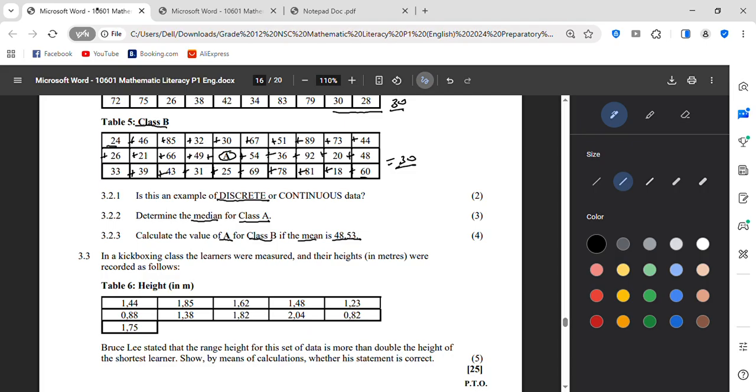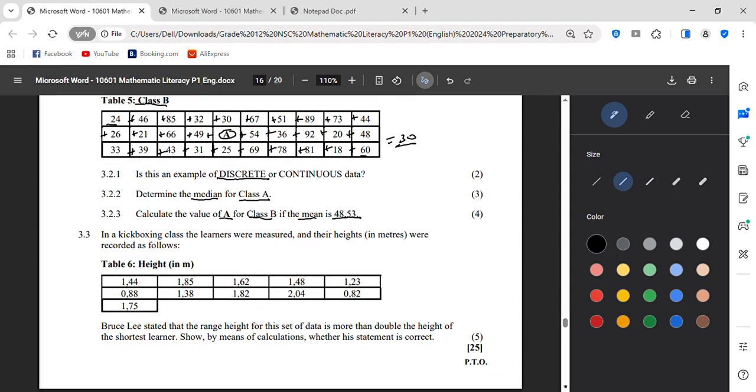All right. The height of the learners were recorded as follows, from 1.44 to 1.75. That is the height of the learners in this class. So let's look at the question. Question says Bruce Lee stated that the range height for this set of data is more than double the height of the shortest learner. Show by means of calculations whether his statement is correct.